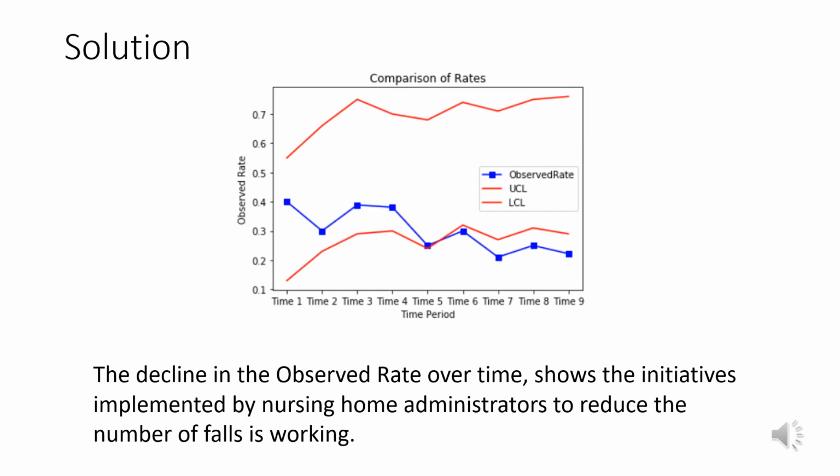The control chart indicates that the decline in the observed rate over time shows the initiatives implemented by nursing home administrators to reduce the number of falls is working.